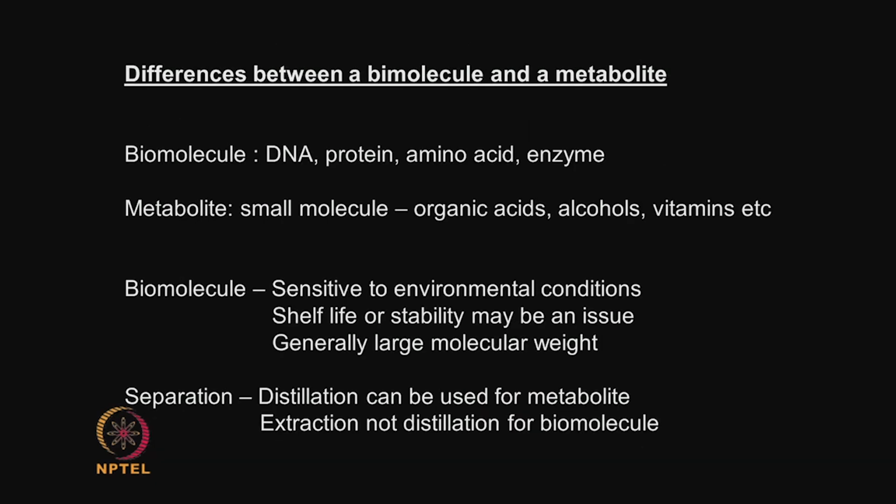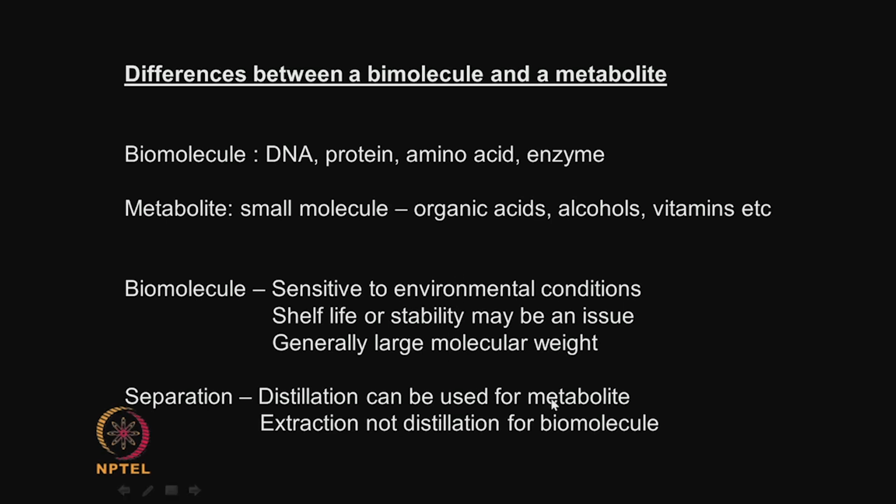Okay. I also would like to talk about the differences between a biomolecule and a metabolite, because a biomolecule could be a DNA, protein, amino acid, enzyme, whereas a metabolite is something that is produced by the organism. It could be a secondary metabolite, it could be organic acids, alcohols, vitamins, and so on. So, generally a biomolecule may have a higher molecular weight, whereas a metabolite may have a lower molecular weight. The biomolecule will be sensitive to environmental conditions like pH, temperature, shelf life, and so on, whereas a metabolite might not be so sensitive to environmental conditions as well as the storage condition.